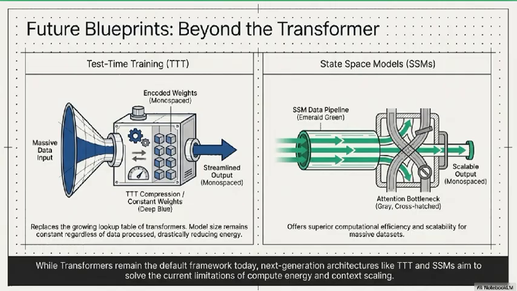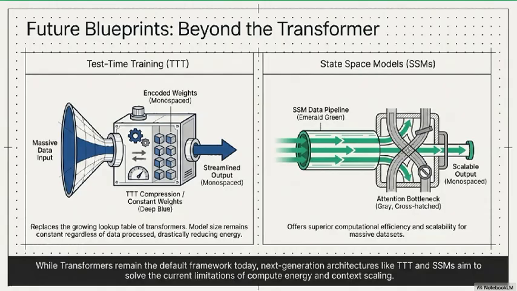Because it is compressing knowledge into a hidden state rather than appending raw tokens to a history log, the model's memory footprint remains completely constant, regardless of whether you feed it 10 words or 10 million words. That is unbelievable. It drastically reduces the energy required. It is an elegance of efficiency. That is incredible. And the second next-gen architecture listed is SSMs, state space models.